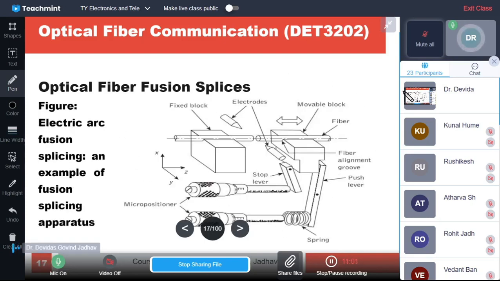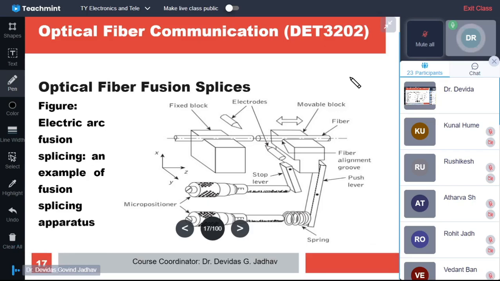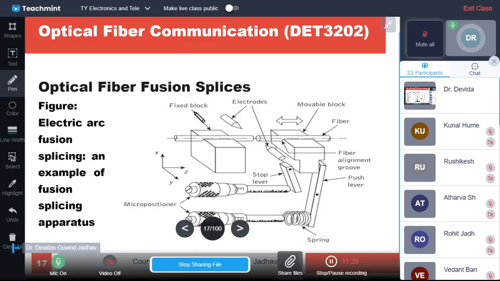So this is the setup to understand the fusion splicing. Nowadays this setup is not used. This is a very initial stage setup, but to understand how the process works, it is very important. There is a fixed block and a movable block. The block moves with the stop lever and push lever with spring action, and there is a micrometer scale which we use for turning the positioning scale and pushing the lever to move the block.